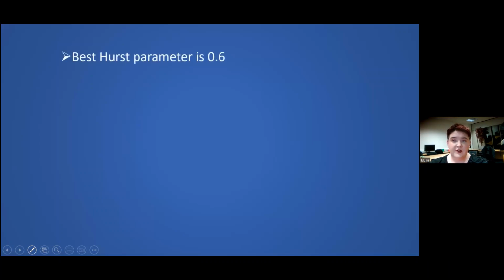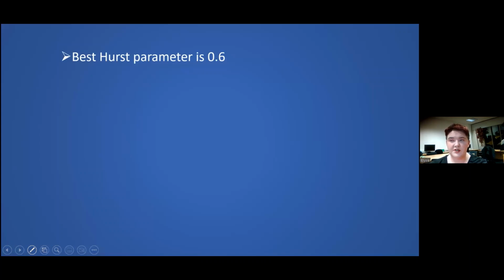Early on, the Hurst parameter I found to be best fitting to the situation was 0.6. I then had to decide how detailed I wanted my results to be in comparison to the real bed data I was comparing against.